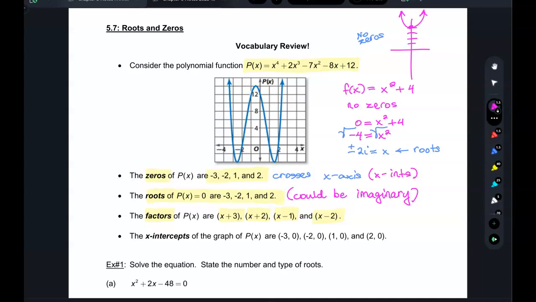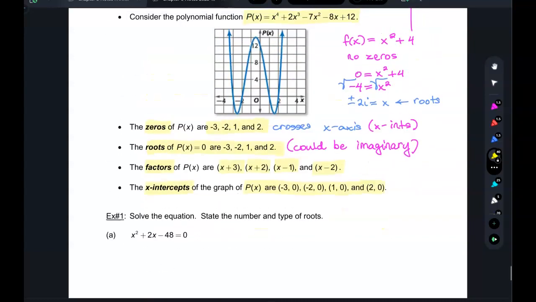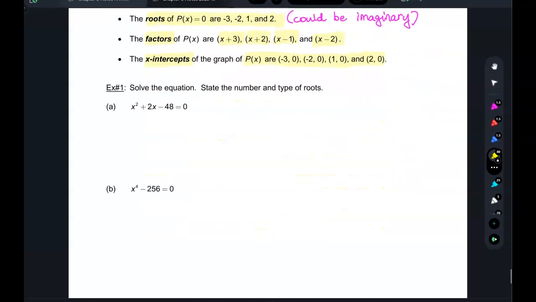Here we just write it as an ordered pair with the 0 here. That's all. Okay, so we're good with the vocabulary.